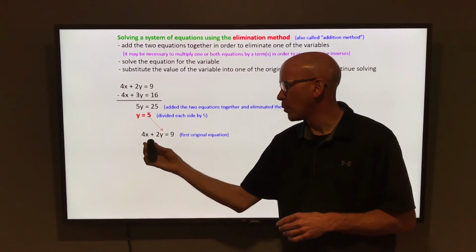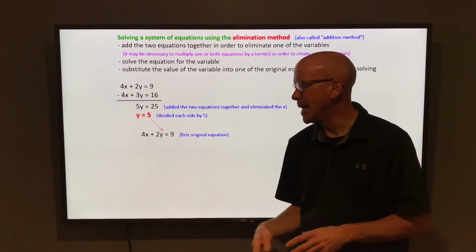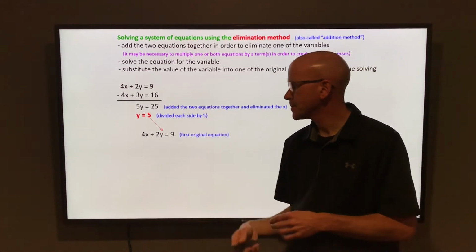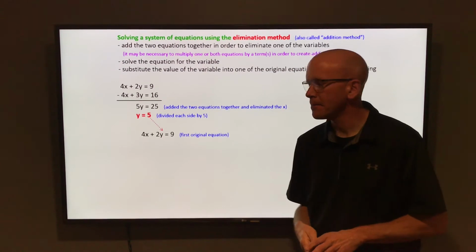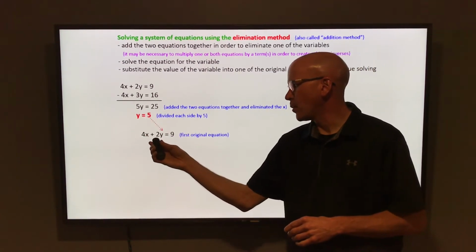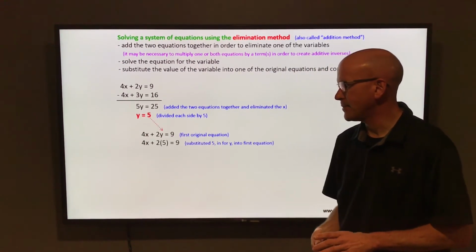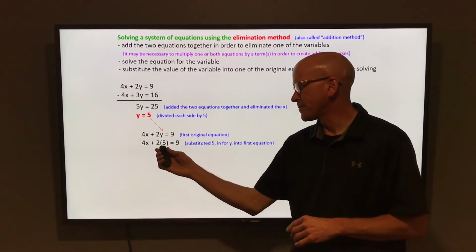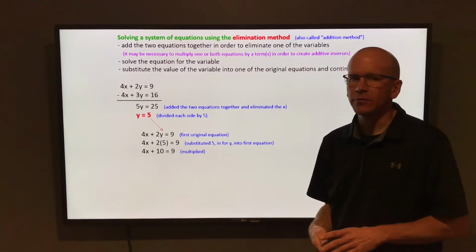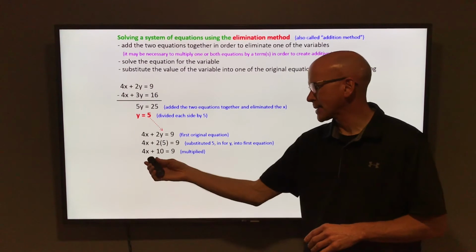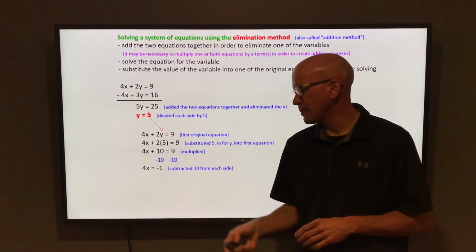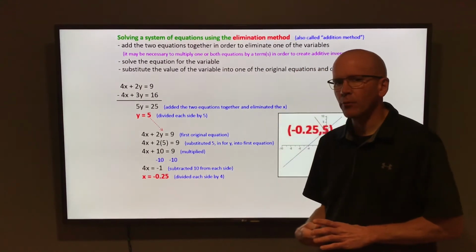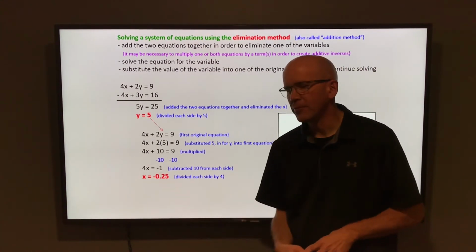Put 5 in for y into that first equation. Any equation up there you could have used. So if you want to live life on the edge, go into the second equation because that has a negative sign. So substitute 5 in for y, it'd be 4x plus 2 times 5 equals 9. 2 times 5 is 10, it'd be 4x plus 10 equals 9. Subtract 10 from each side to get 4x equals negative 1. And then divide each side by 4, x would equal negative 1/4, or negative 0.25 as a decimal.